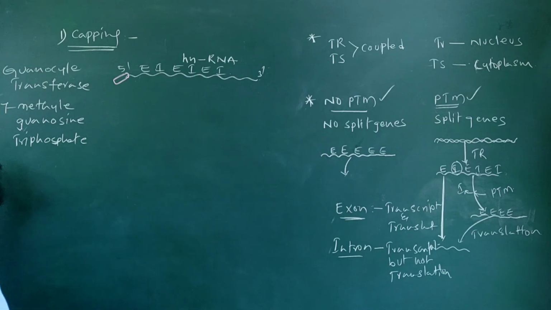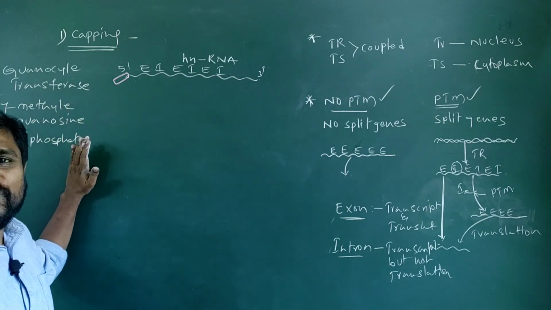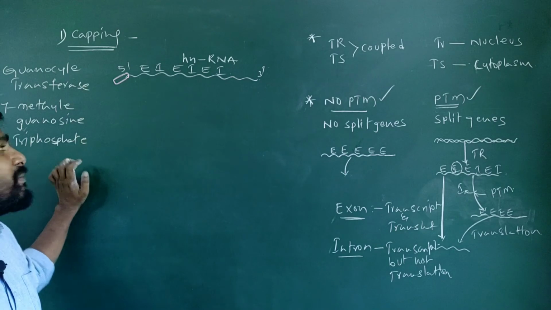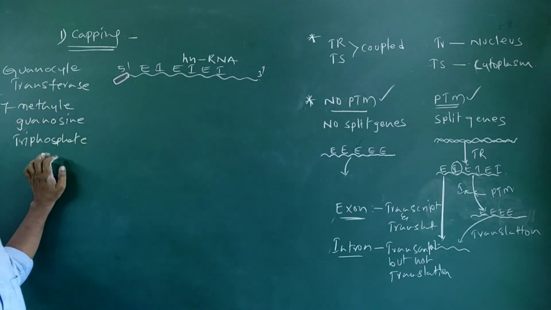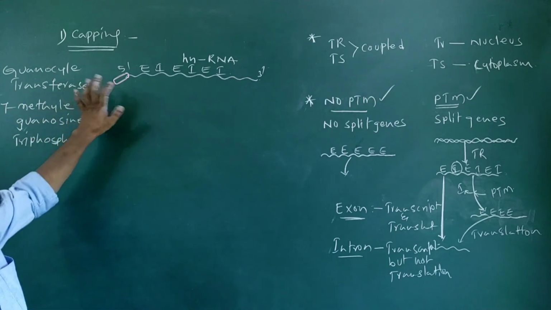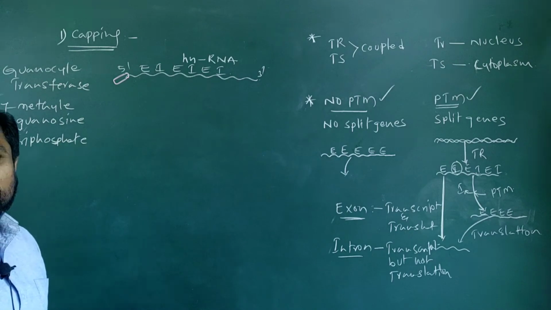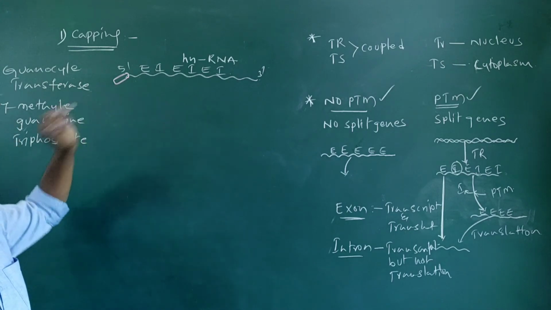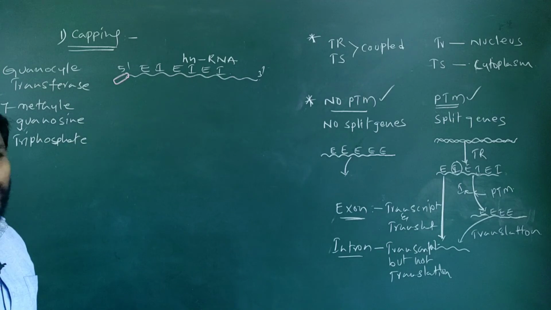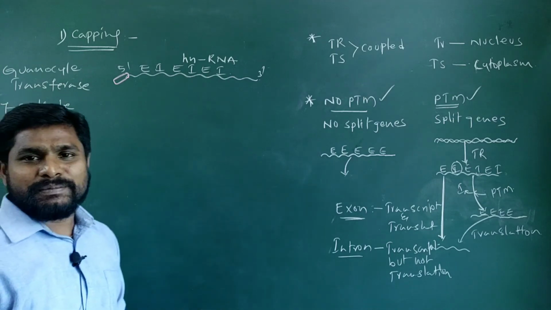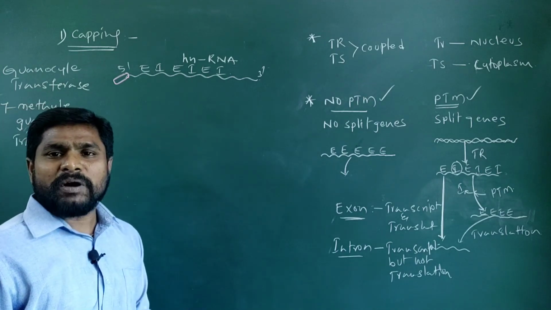This process of addition of this unusual nucleotide to this 5' end by this enzyme is called capping, and the added 7-methyl guanosine nucleotide triphosphate is called a cap. What is the function of this cap in this hnRNA molecule?